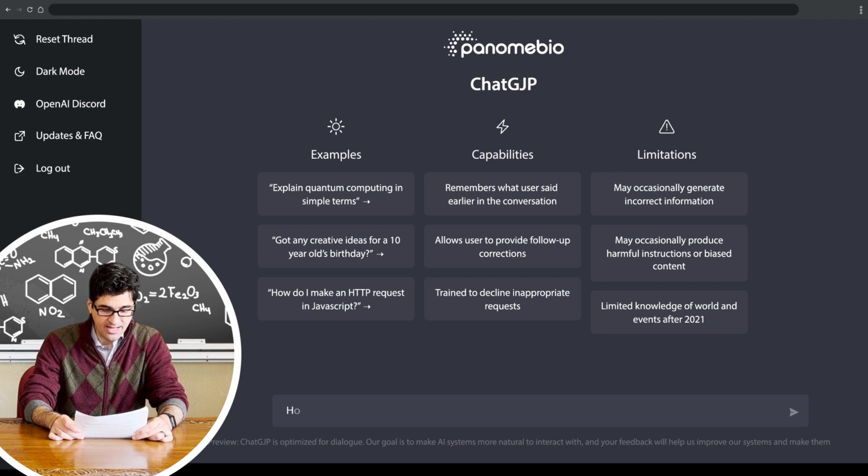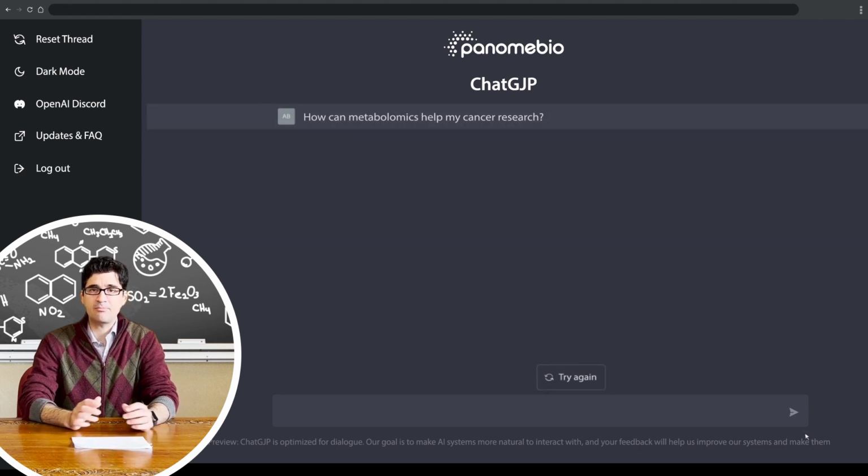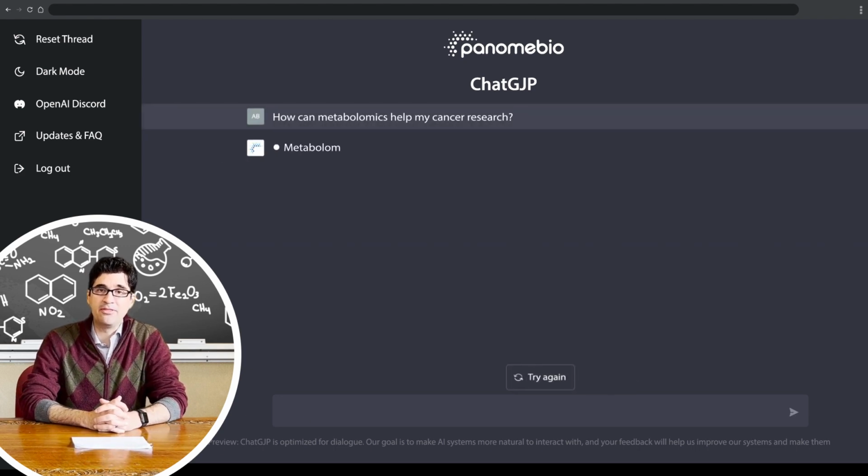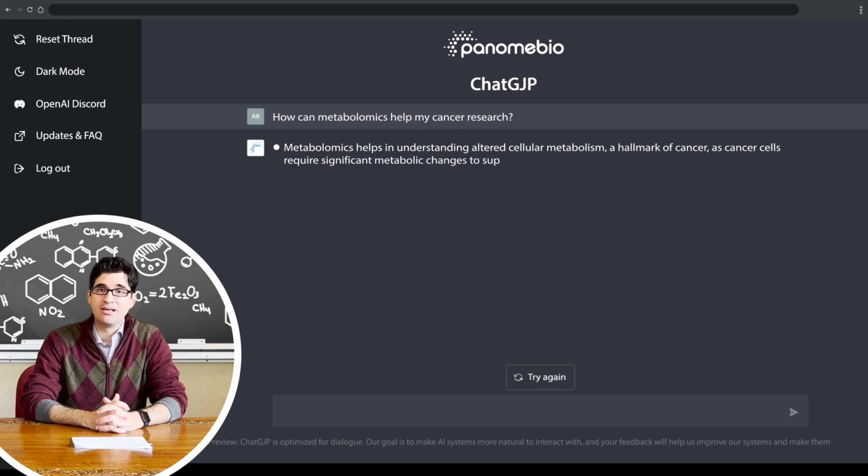The question is, how can metabolomics help my cancer research? So first, let's take a moment and think about what characterizes cancer as a disease. The most relevant feature with respect to metabolism is that cancer cells have uncontrolled proliferation.